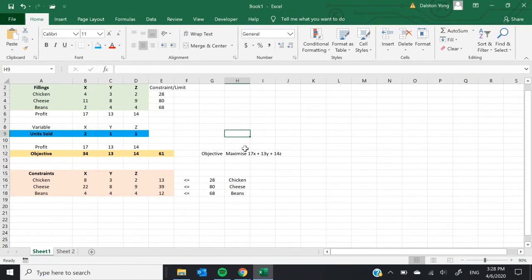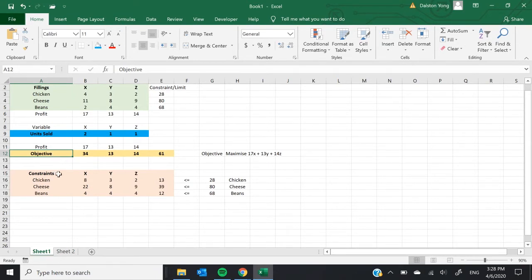If you're doing an exam or a paper, they will ask you to state the objective function. Because this is in Excel, there's no need to state it, since I'm not doing this for an exam. But for exam purposes, the objective is to maximize 17x plus 13y plus 14z, as I've explained just now. So we have covered the variables as well as the objective function. Let us move on to the constraints.